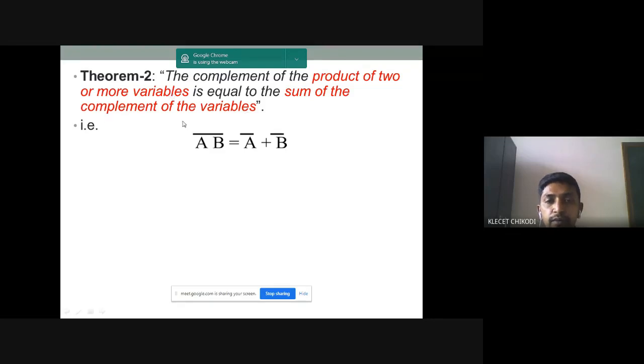That is, the complement of the product of two or more variables is equal to the sum of the complement of the individual variables. So this is the second De Morgan's theorem. You can see that in the just previous De Morgan's theorem, that is the first one, you just replace plus with dot and dot with plus. Wherever there is a plus, you replace that with a dot, and wherever there is a dot, you replace that with a plus. Then you get the second theorem here.